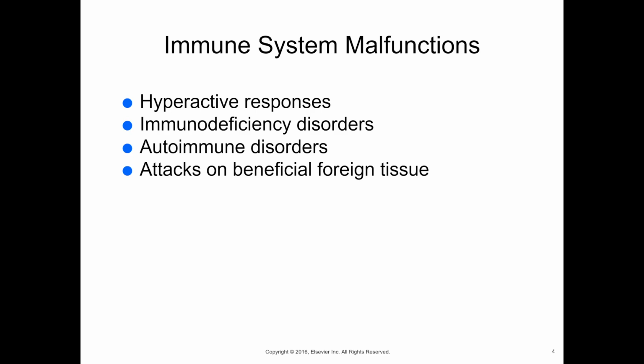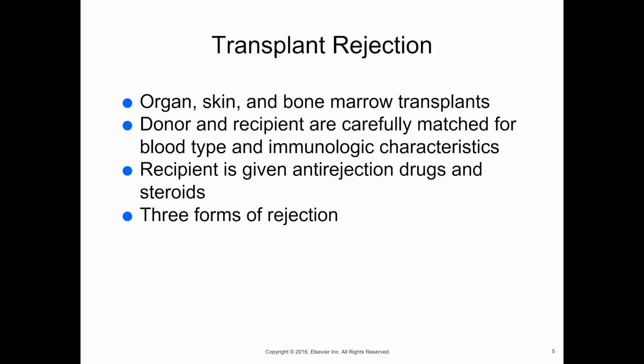As we talked about in our first lecture, the immune system can have different types of malfunctions. You can have a hyperactive response or hypersensitivity response, like allergic reactions; immunodeficiency disorders, where the immune system, for one reason or another, is unable to react at an appropriate level; and then autoimmune disorders, where the body develops antibodies against itself, so it attacks itself. And then you can have attacks on beneficial foreign tissue. This would be transplant rejection.